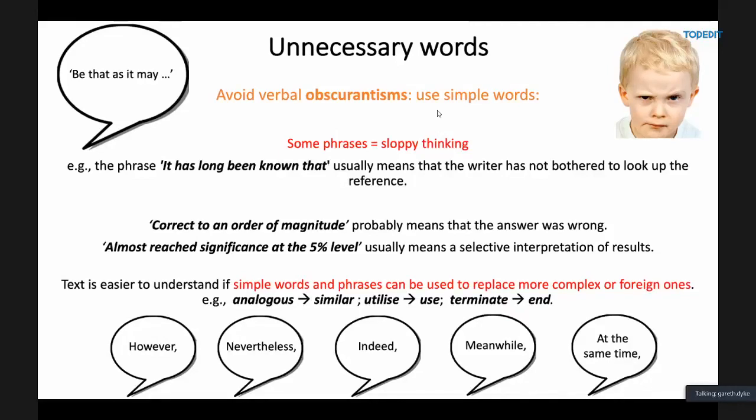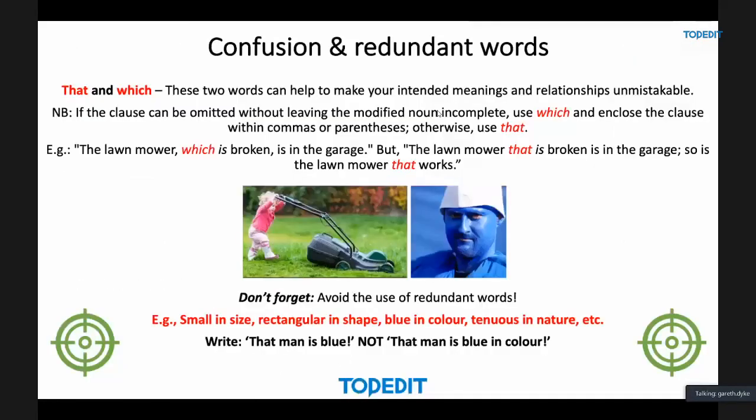Also phrases like "it has long been known that" mean that the writer has not really bothered to look up the reference. "Correct to an order of magnitude" probably means the answer was wrong. "Almost reached significance at the 5% level" usually means a selective interpretation of results. Be careful about the impression that you give to your readers with the way that you write. Confusion abounds, and redundant words in English are very common, especially when the text is written by non-native speakers.